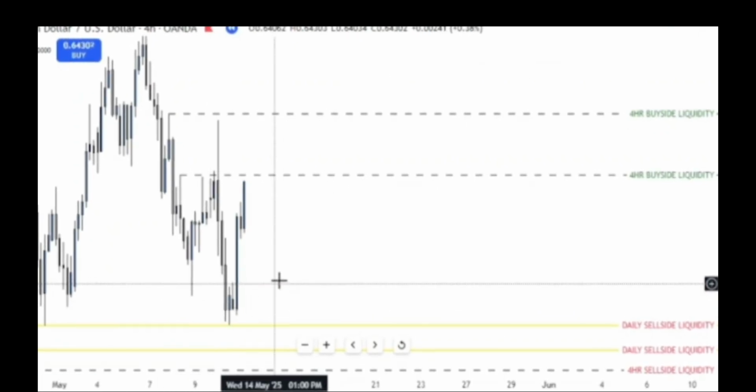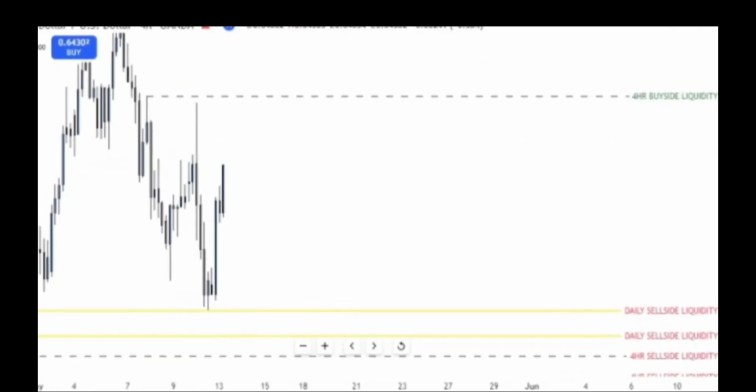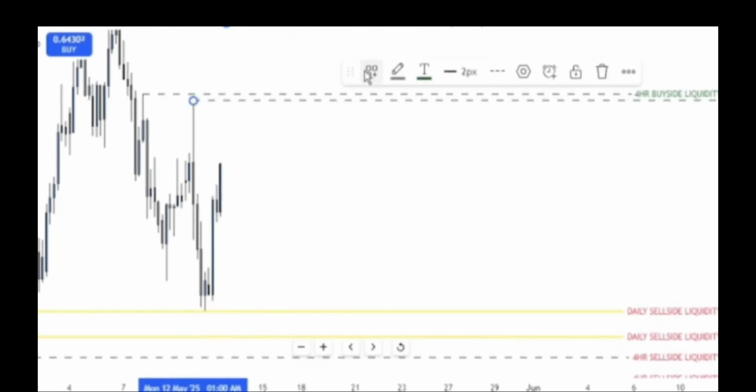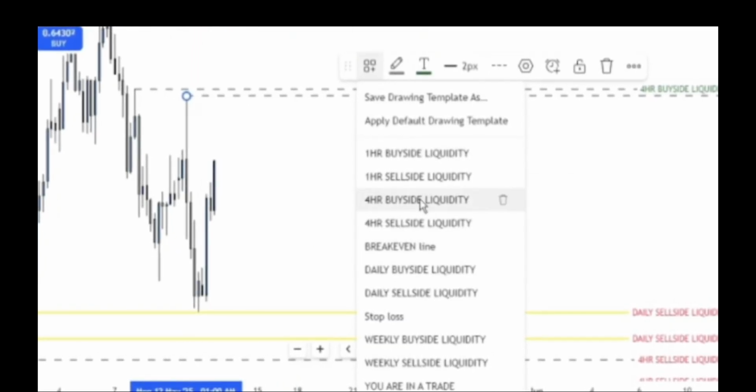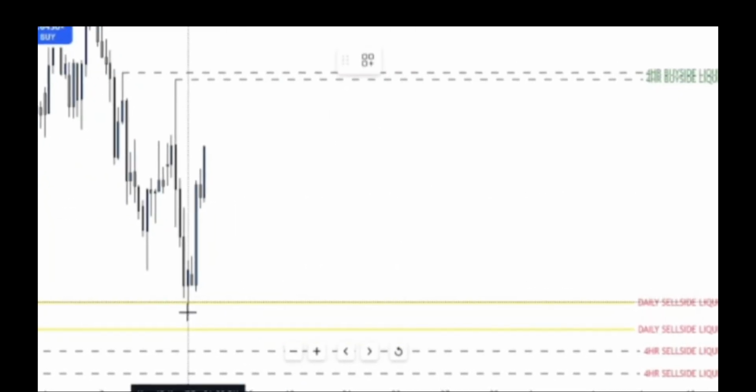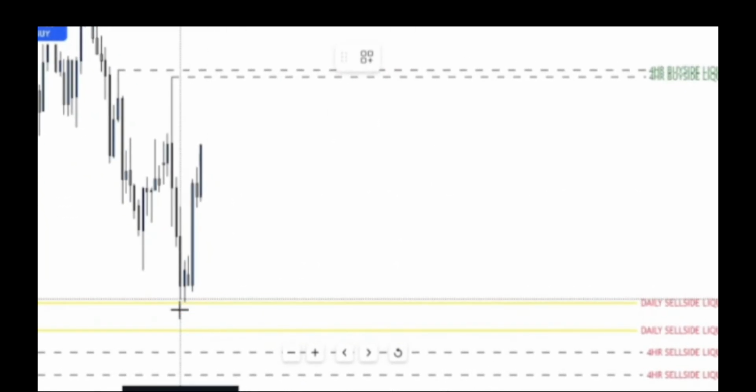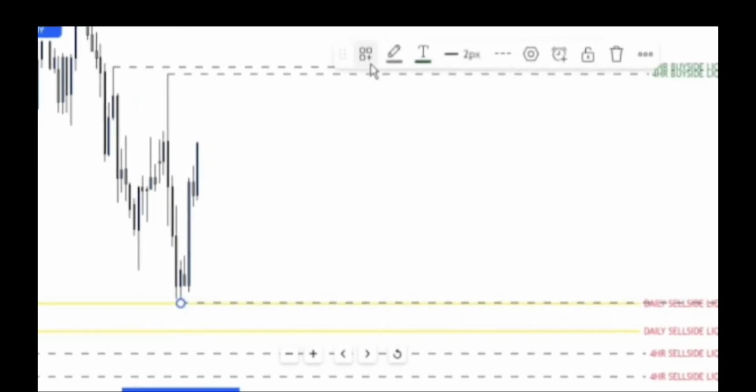You have a next sell side for our liquidity. And you can see price came in, swept this liquidity, and then went to this level of liquidity to then sweep it too. You also have a next 4-hour buy-side liquidity. You see price swept liquidity, and it went back down, and then it came and swept liquidity from the swing low.